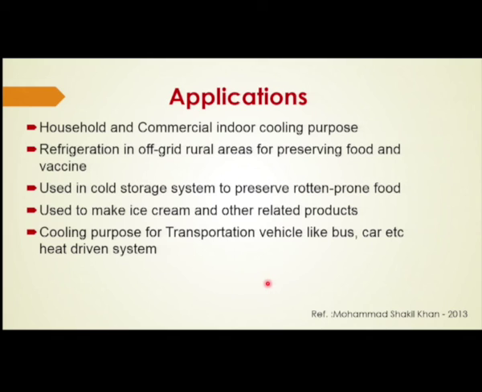And for cooling purposes in transportation vehicles, e-vehicles we are having, there we can use the solar refrigeration system. These are the applications of solar refrigeration system. With this we have seen different types of solar refrigeration systems, their basic principles and the applications.